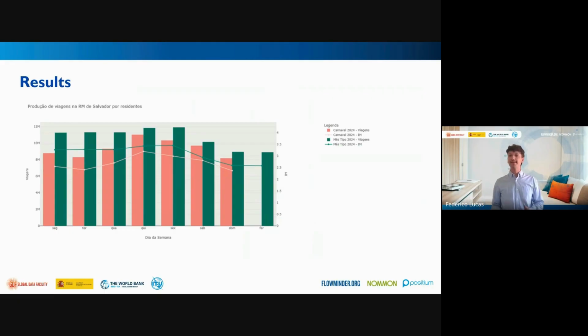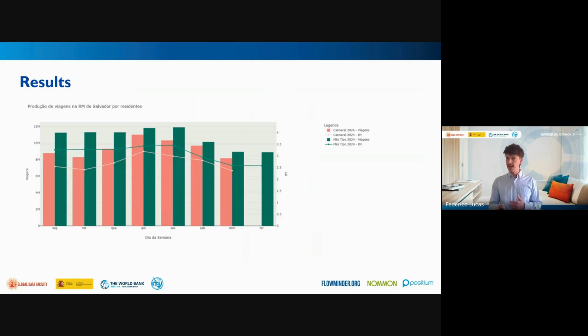The typical week is always shown in green, and the carnival week in pink. On the x-axis, we have Monday to Sunday, and the last one is a holiday we studied, Labor Day, which occurs in May. The bars represent trip volumes, and the lines show the trip generation rates. We can observe that both volumes and rates are higher in the typical week.